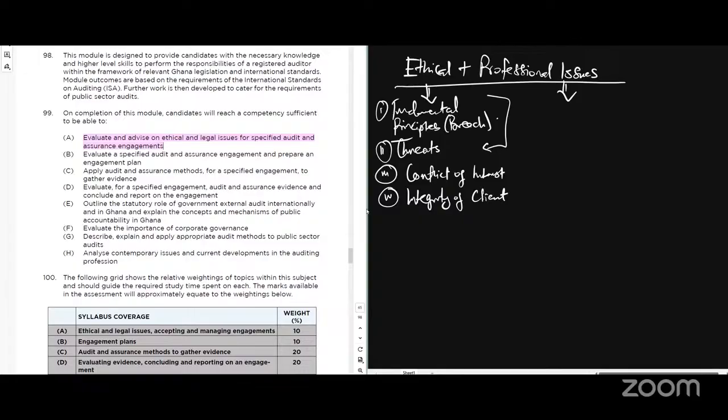They don't talk about the principle that has been breached. All right. And this is one thing that weakens you; you don't get the full mark for it. The reason why you are doing these threats is to see which of the fundamental principles have actually been breached. Remember, these ethical issues also are risks to the auditor. If you must know, they are risks.